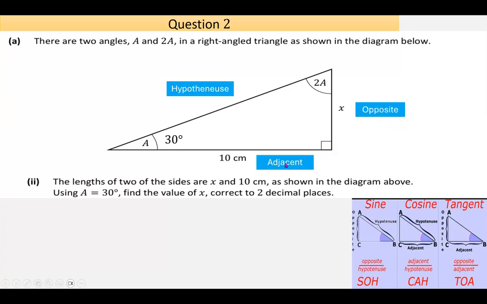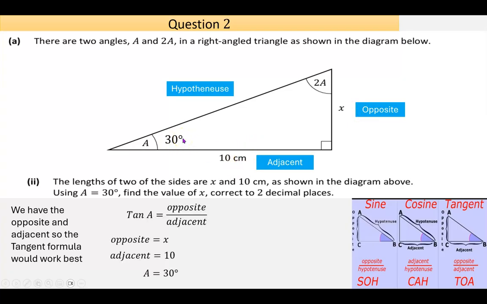So the question you have to ask yourself is, which formula should I use that has the most information and is most helpful? In this situation, it's the tan formula. I'm looking for the opposite. I have the adjacent and I have the angle.